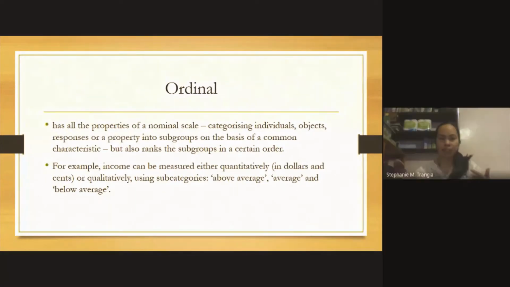In that case, above average, average, and below average are actually qualitative. But this time, you can put them in sequence. So it is very much different from nominal, because in a nominal level, you can categorize a male from a female respondent, but you cannot put them in sequence.